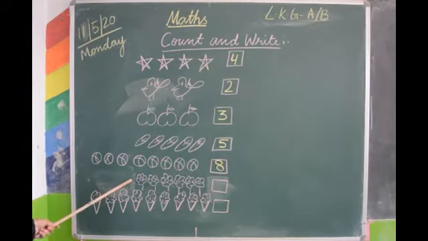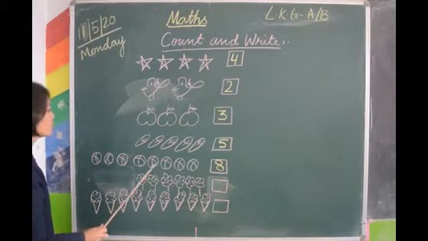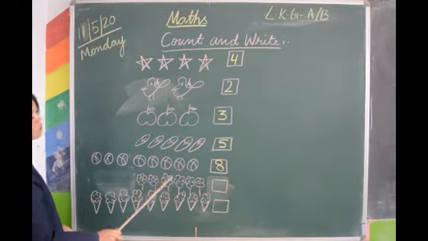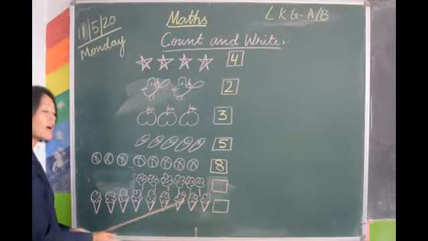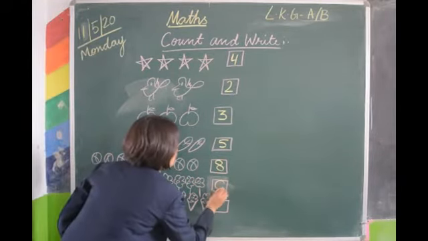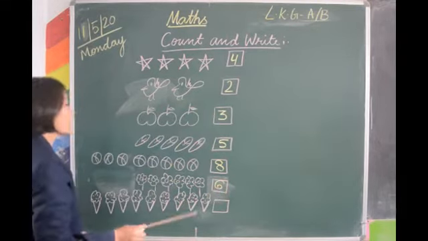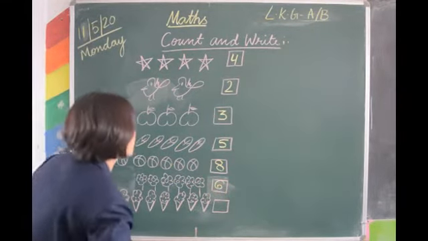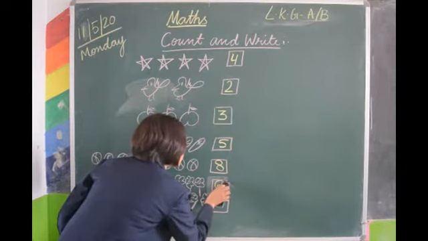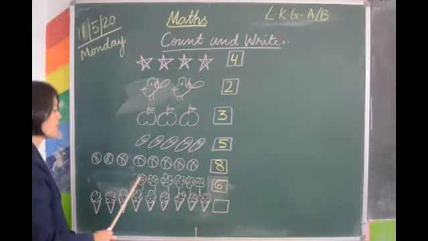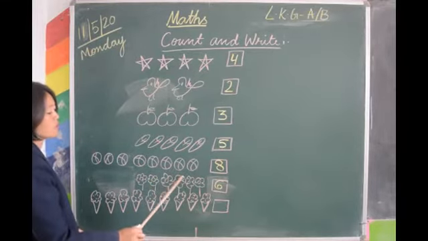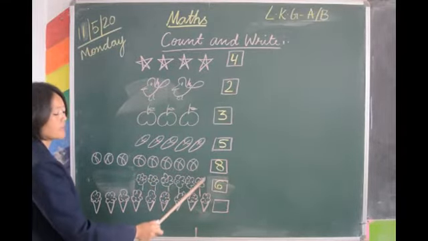So how many flowers are here? Count it along with me. 1, 2, 3, 4, 5 and 6. There are 6 flowers. There are how many flowers? There are 6 flowers. Okay, so let's count once again. 1, 2, 3, 4, 5 and 6.